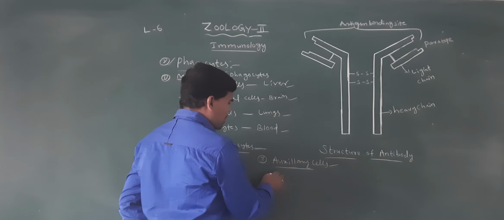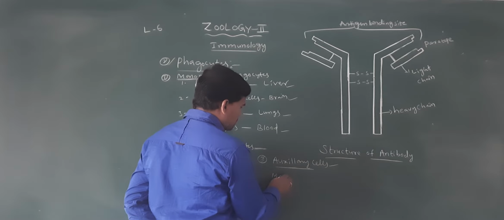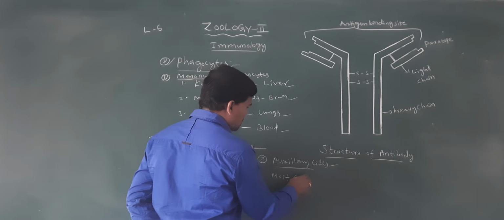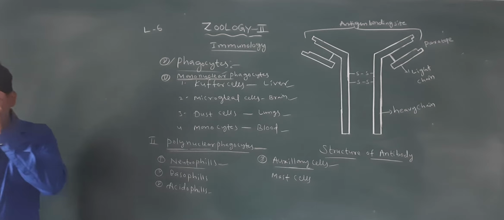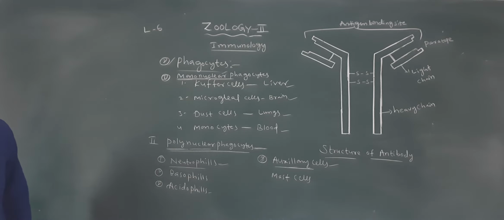Examples of auxiliary cells: the mast cells. Next, basophilic cells.